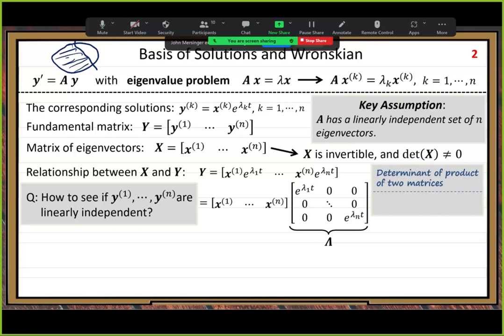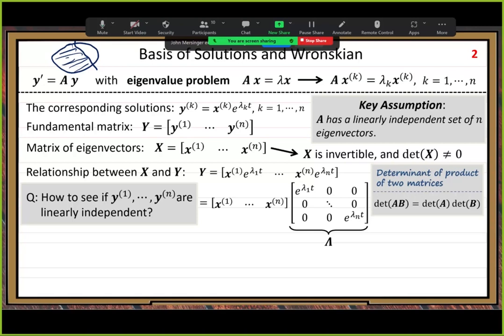Then, to see if the Y matrix is invertible or not. Because this question, if these m vectors are linearly independent, is the same thing as looking at whether the Y matrix is invertible or not. That's just like looking at whether the determinant of Y is not equal to 0 or not. So let's calculate the determinant of Y.